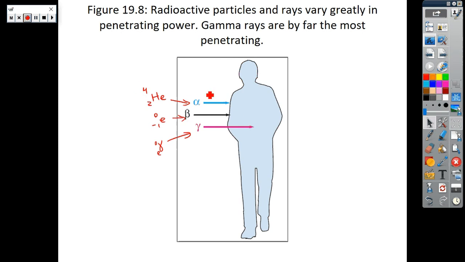So if you were going to rank these three in terms of least penetrating to most penetrating, this picture lays it out pretty well, but alpha radiation would be the least ability to penetrate. Beta radiation would be stronger penetrating, and gamma radiation would have the best ability to go through materials.